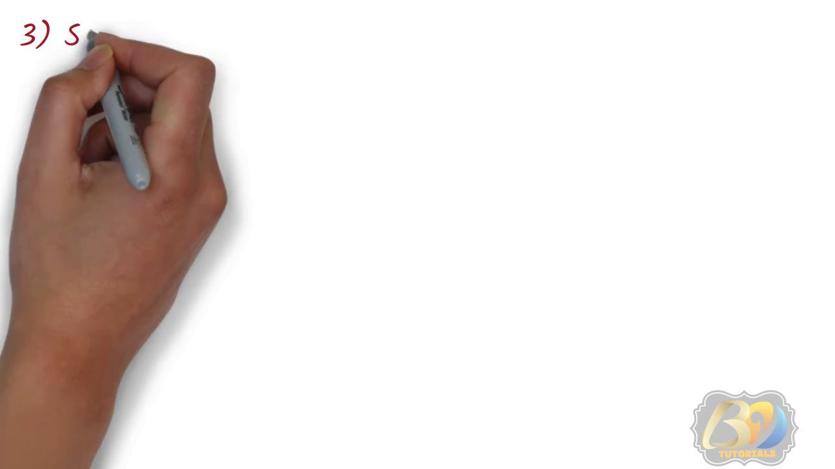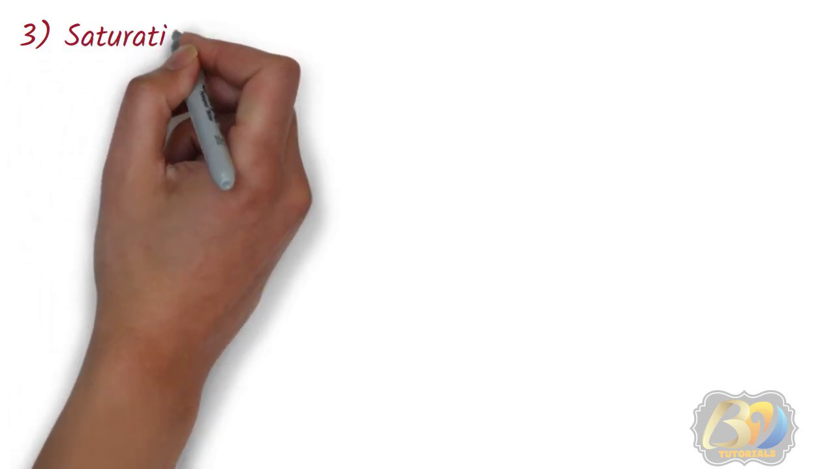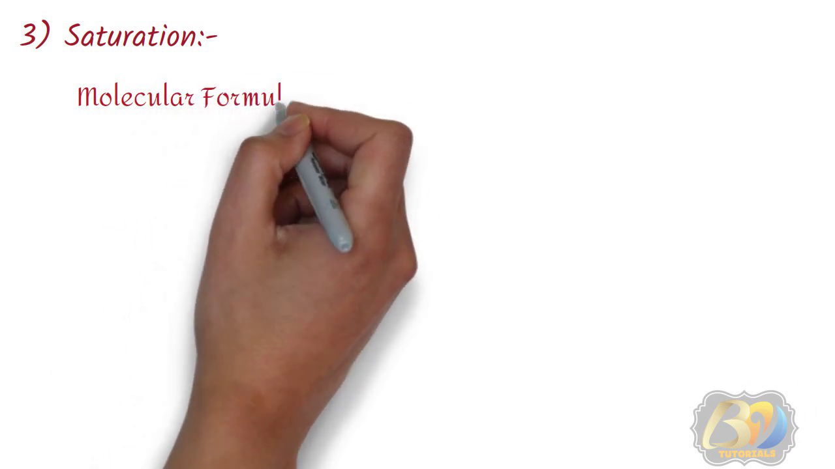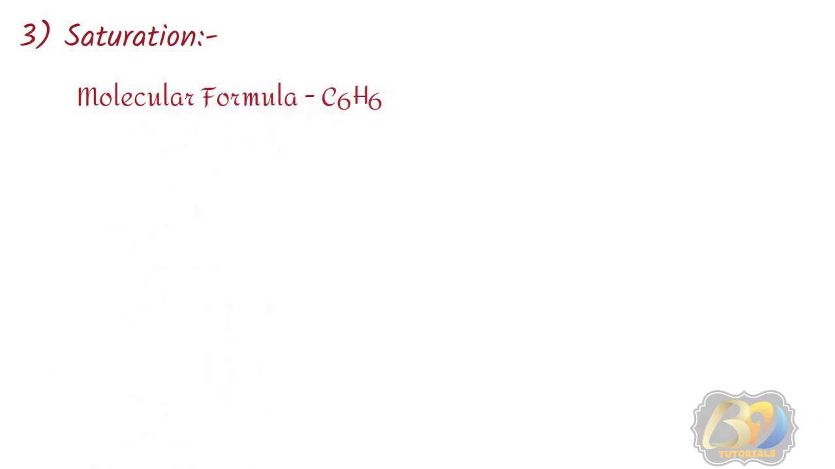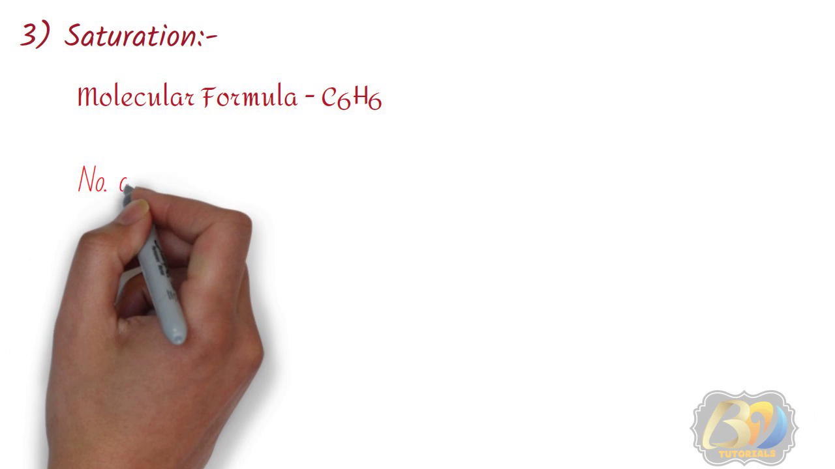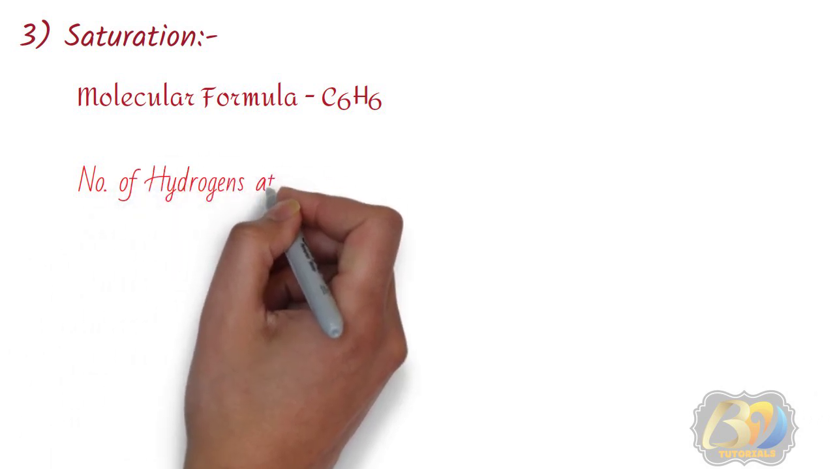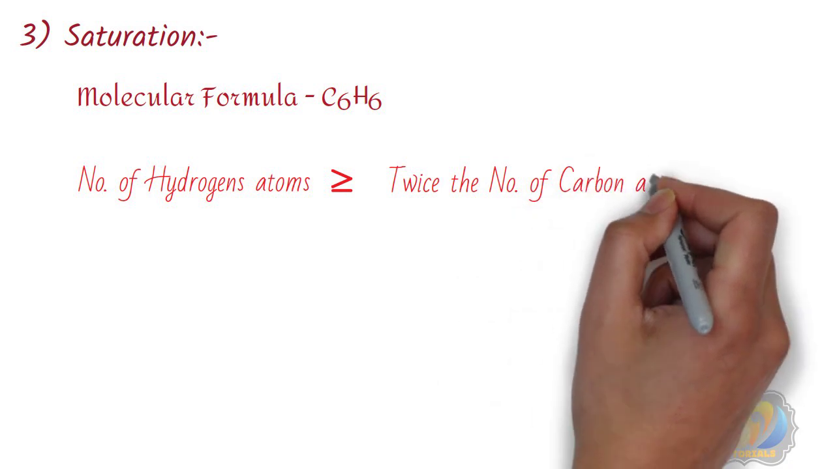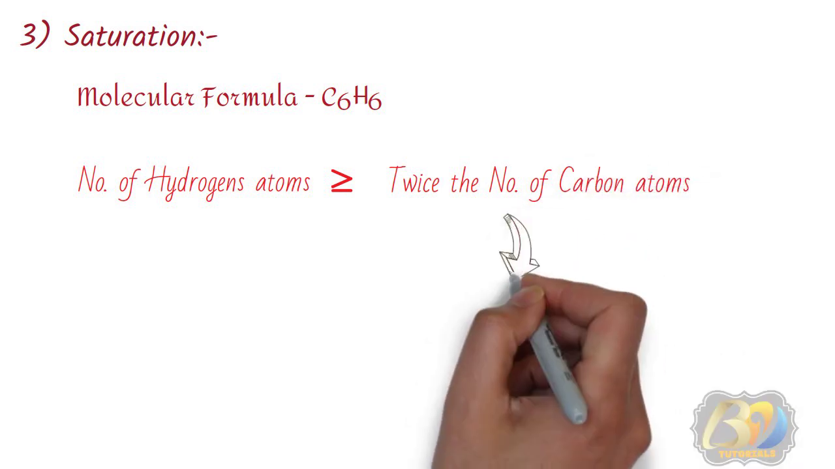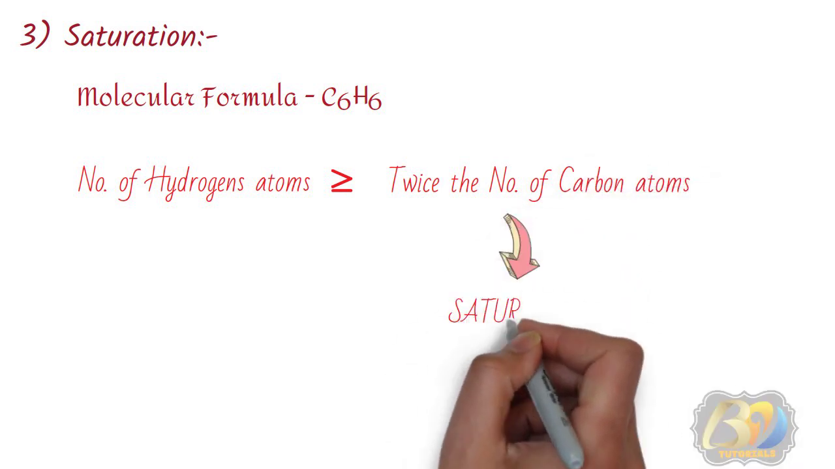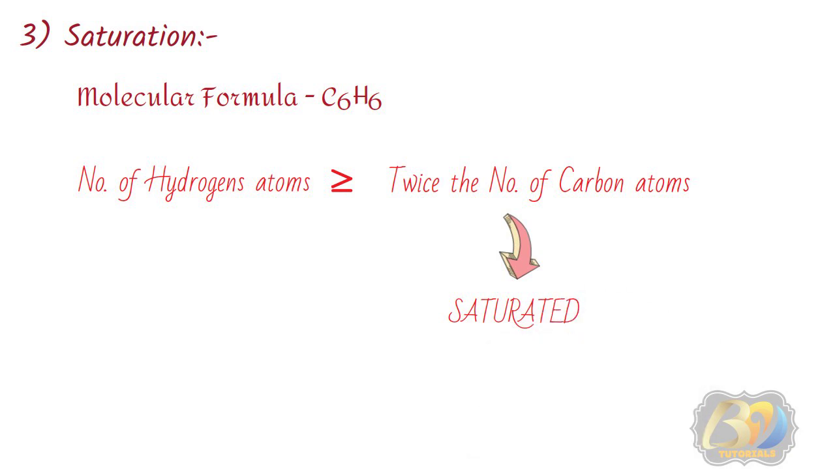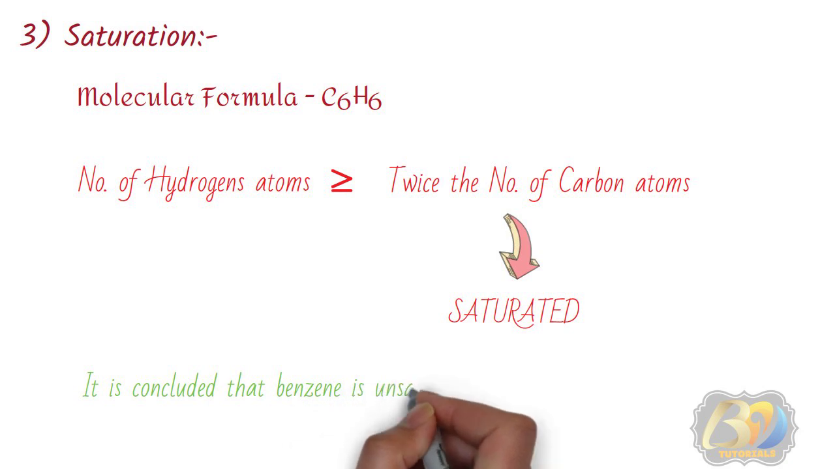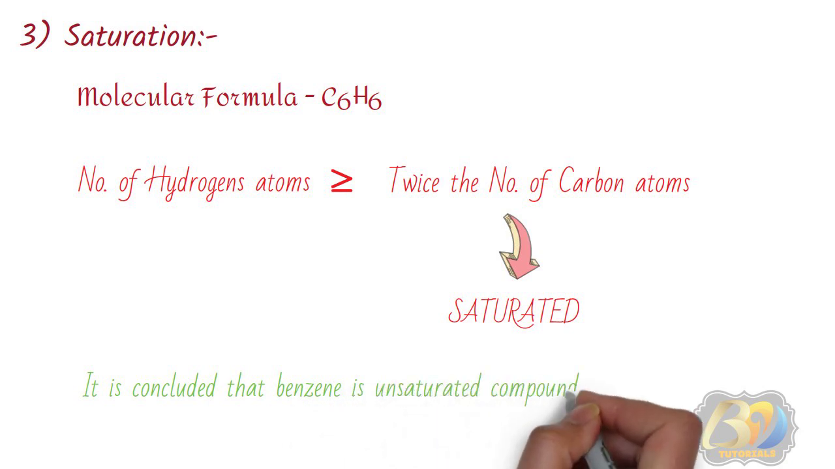Now let's check whether the compound is saturated or unsaturated. We know that the molecular formula of benzene is C6H6. We also know that if the number of hydrogen atoms is greater than or equal to twice the number of carbon atoms, then the compound is said to be saturated. But from the molecular formula of benzene, it is concluded that benzene is an unsaturated compound.